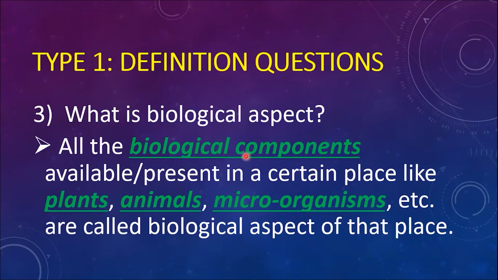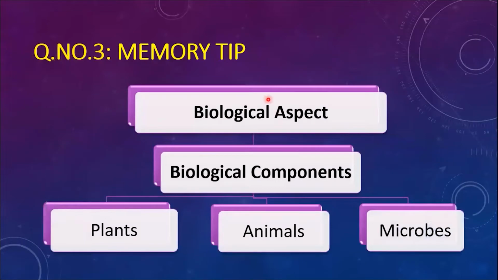They are biological components. So biological components means they can be plants, they can be animals, and they can be microorganisms or microbes. So let's see in a table. Look here, biological aspect means biological components or biological matter. For example, plants, animals, and microbes.